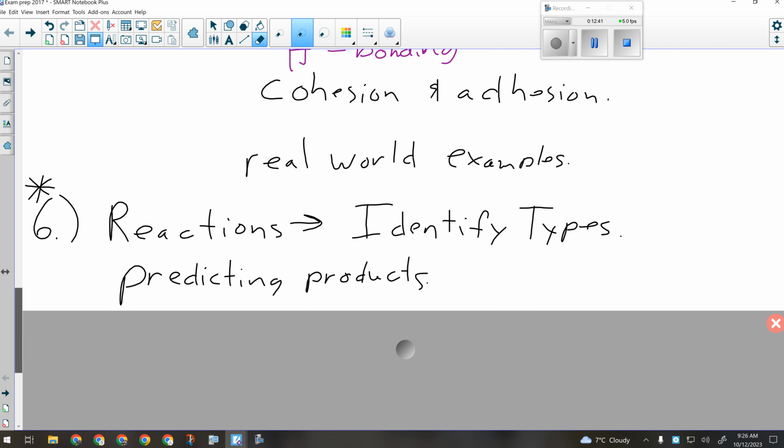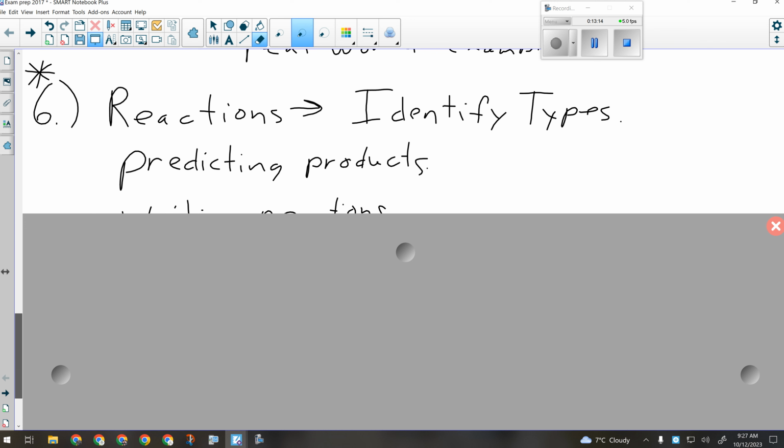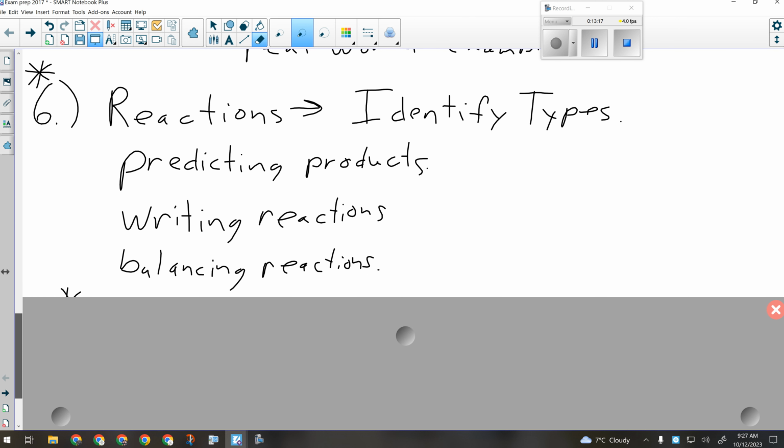Predict products. As I said, I will give you the reactants in words, and you will have to write it in formula form, predict the products, and balance the reaction. That'll be in the written response. And I may also give you just full reactions, like what was in the second part of the reactions assignment, where I give you the whole reaction in words, and you have to write out the whole thing in formula form, identify the type and balance. So same kind of stuff I tested on your reactions assignment. So writing reactions, balancing reactions.